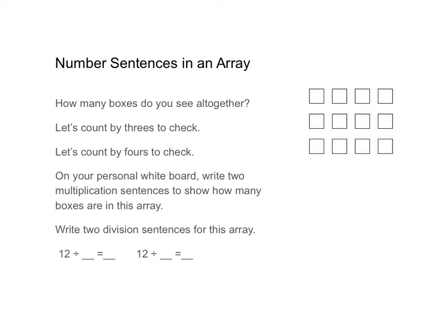So we're going to count by 3's to check that. So we'll go 3, starting here, 3, 6, 9, 12. Definitely works. Well, if we count by 4's, we would have 4, 8, 12. Also works well. So on your whiteboard, I want you to write 2 multiplication sentences to show how many boxes are in this array.